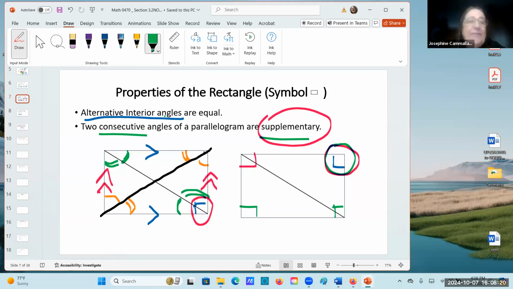Now, based upon these first four rules, are there any questions? Okay.